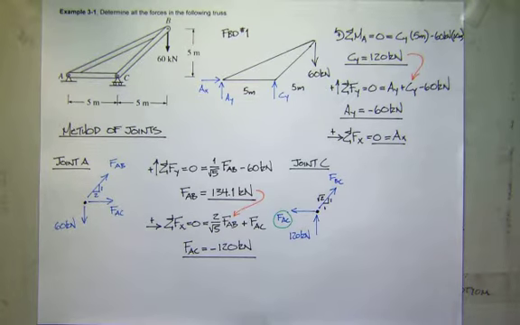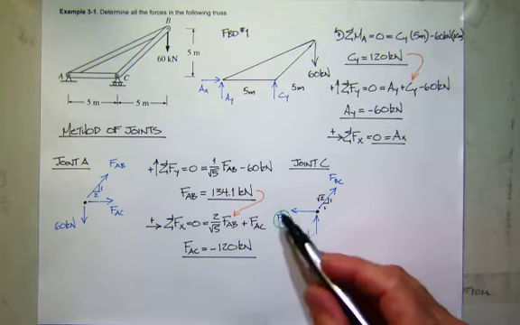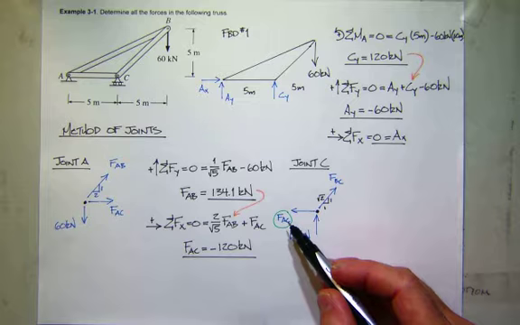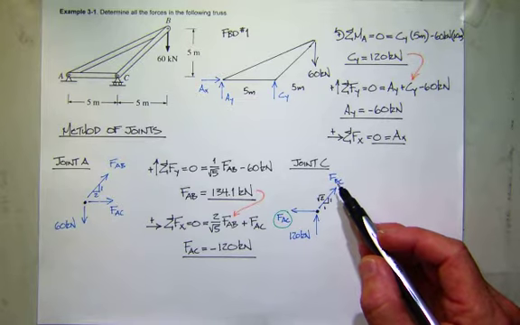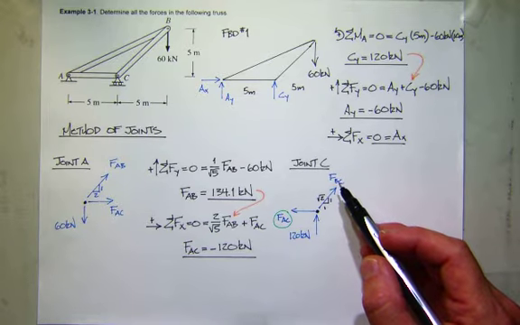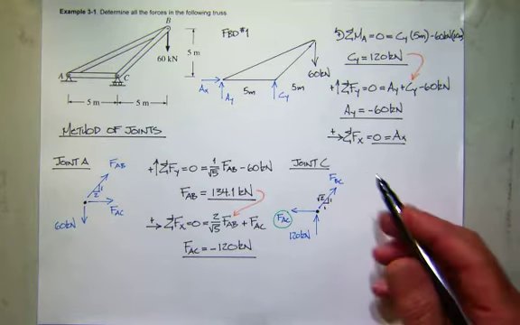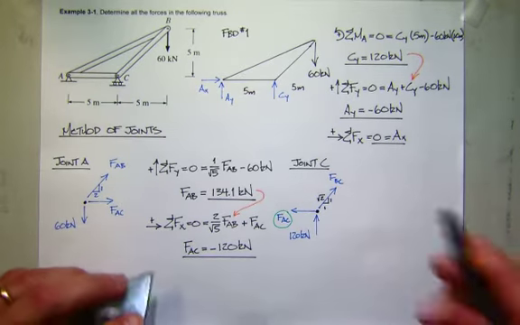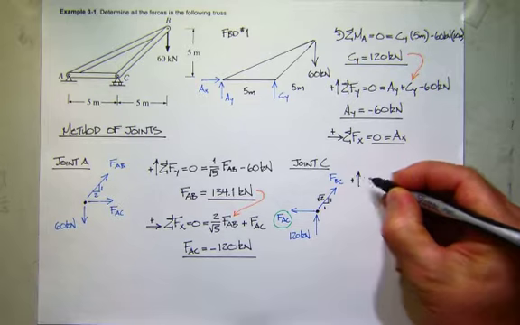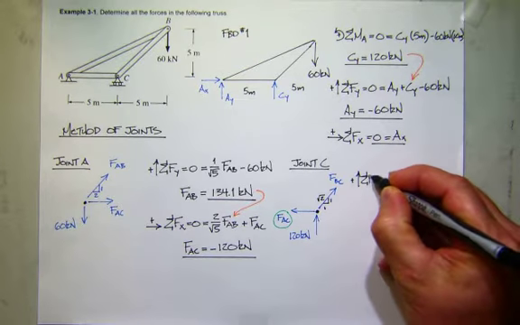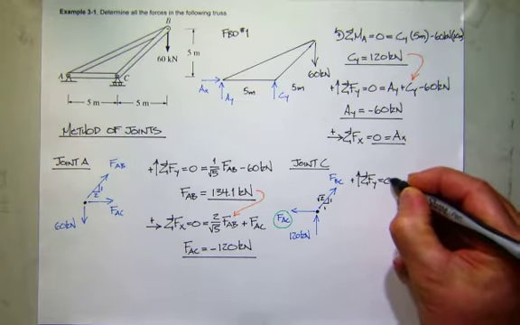Should I sum forces in the x direction? I can. What's the disadvantage? Error. I incorporate a previous answer, which could be wrong, which guarantees my answer for BC to be wrong. How can I get it independently? Sum forces in the y direction. So if I assume up is positive, I'm going to sum forces in the y direction.